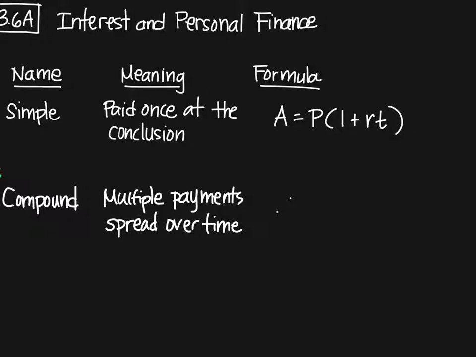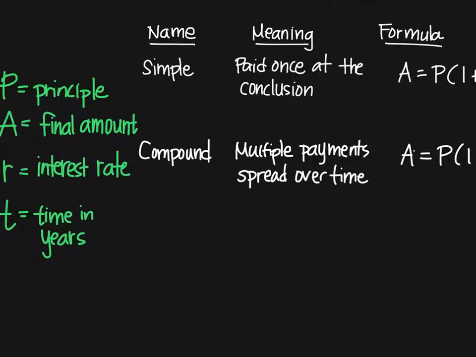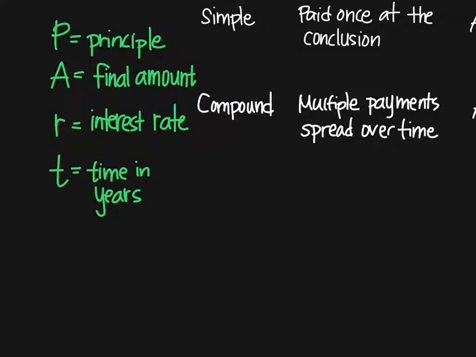The formula for that is the following. A equals P, parentheses 1 plus. It starts out looking exactly the same as simple. But then we have the fraction R over K, and then we have the power K and T together. So we have a new letter. What's the new letter that we've introduced to this problem? K. Let's add that to our list over here. K stands for your payments, how many payments you have to make, how often.